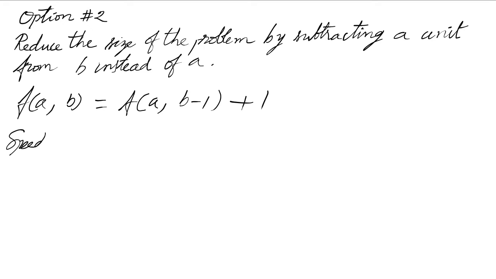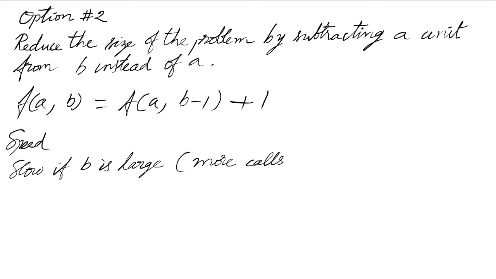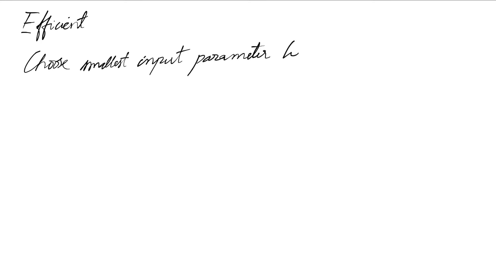What will be the speed? It will be slow if b is large, because there will be more subtract operations needed to reach the base case. Let's look at an efficient way to solve this problem. We can choose the smallest input parameter to reduce.